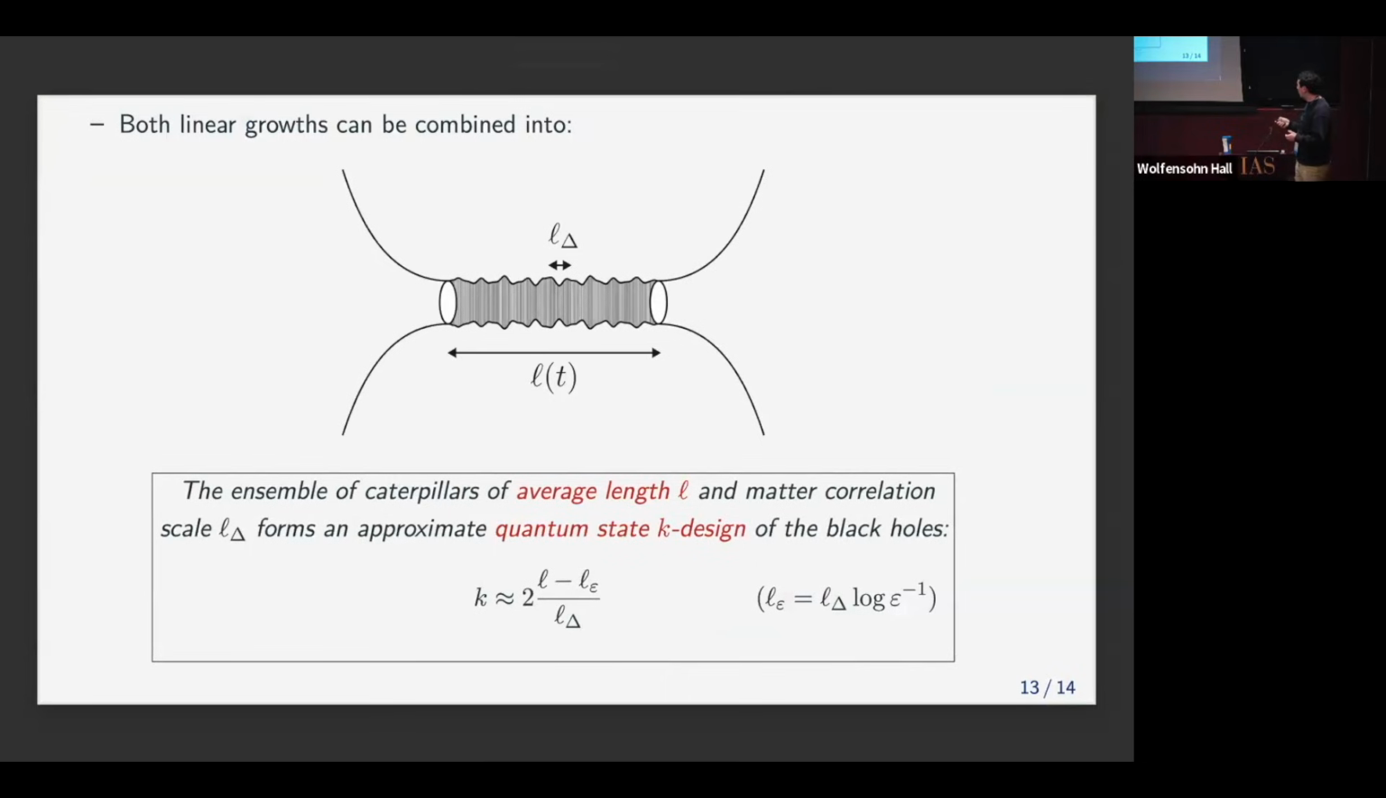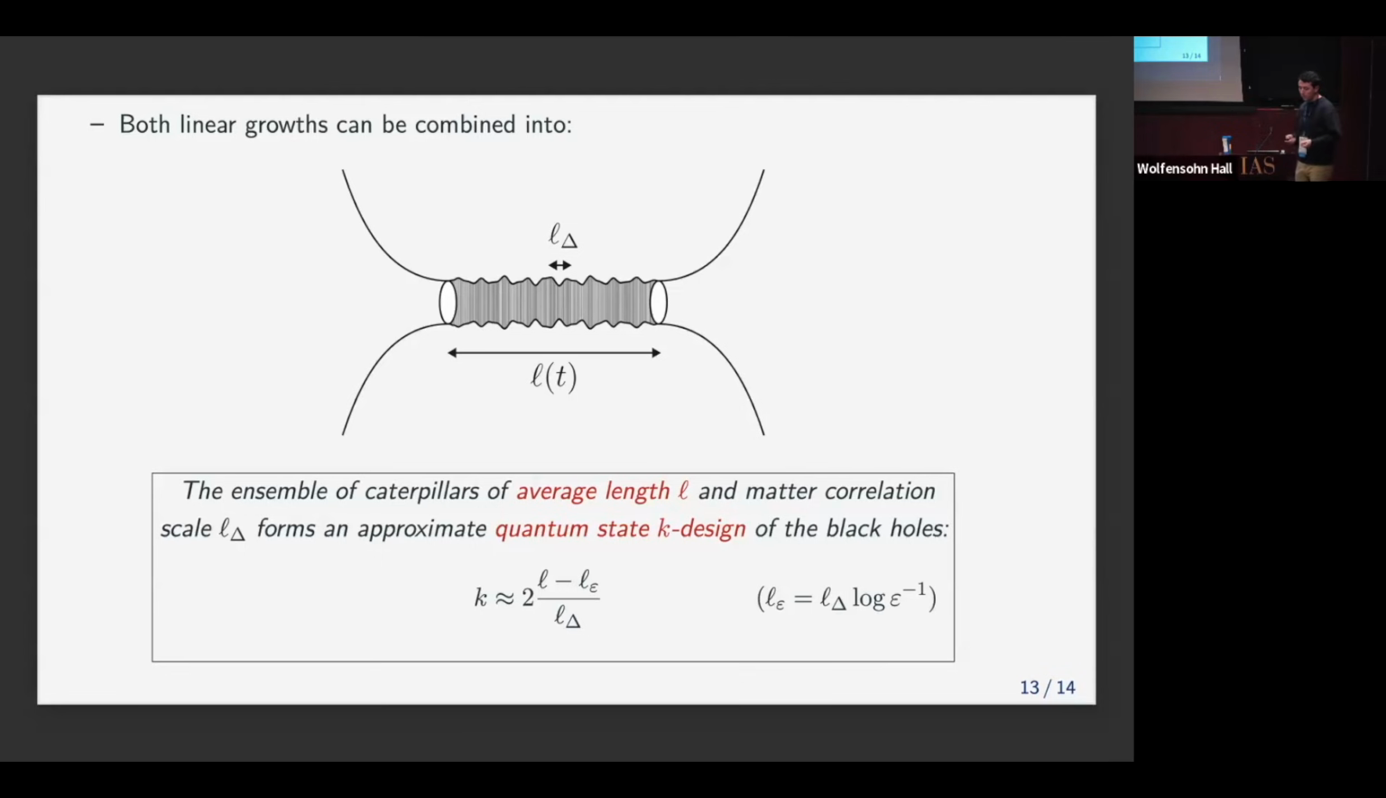The ensemble of caterpillars of average length L and matter correlation scale L_delta forms an approximate quantum state k-design of the black holes for a k which is proportional to L over L_delta. On the left-hand side of this equation, k represents a microscopic measure of randomness of the ensemble of states. On the right-hand side of this equation, L over L_delta represents a geometric property of the emergent black hole interior.